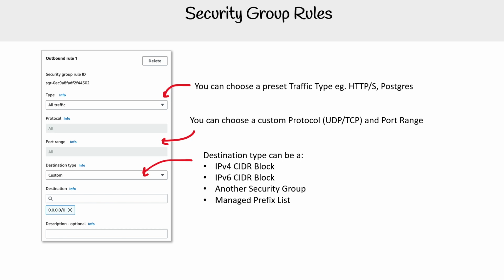For the destination type, we have quite a few things we can do here. We have an IPv4 CIDR block, an IPv6 CIDR block, another security group, or a managed prefix list. I've actually never used this one before, and so I ended up making extra slides just so we could cover this particular interesting use case. There are only allow rules for security groups. There are no deny rules. All traffic is blocked by default.